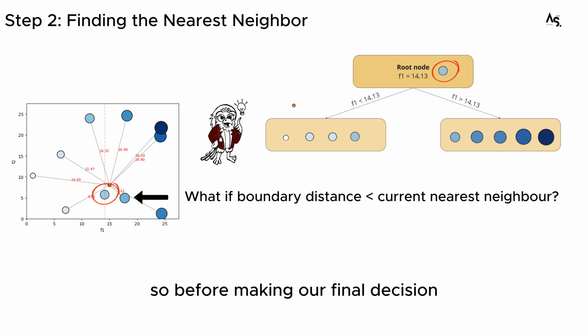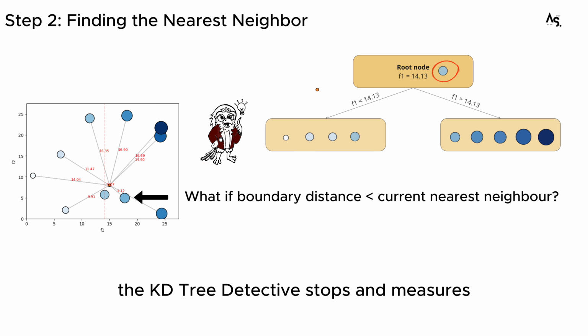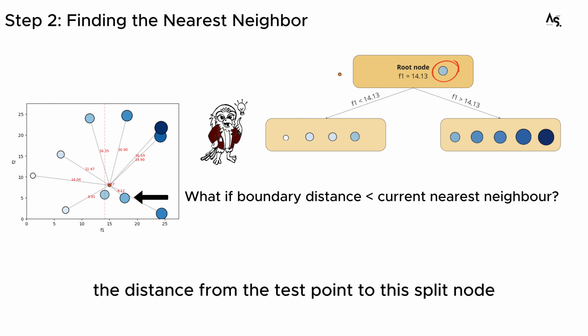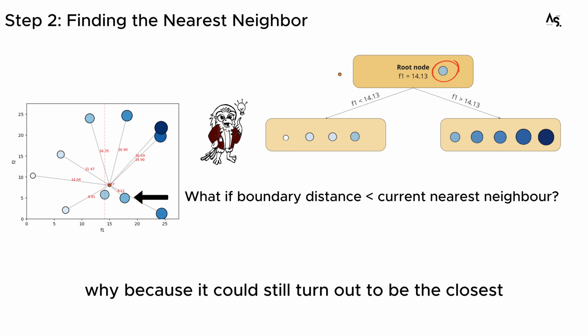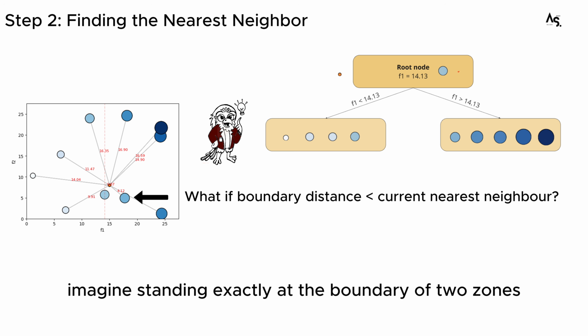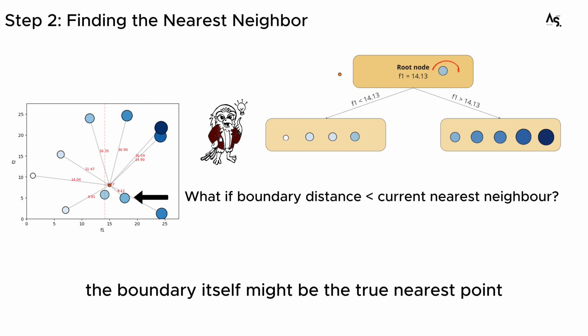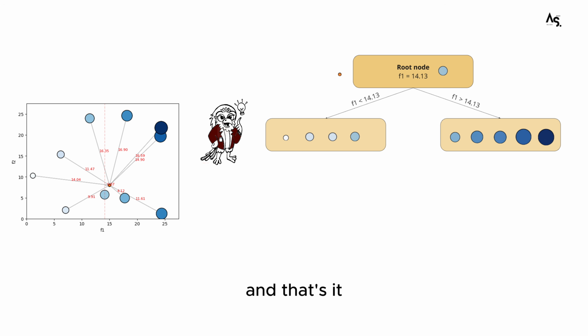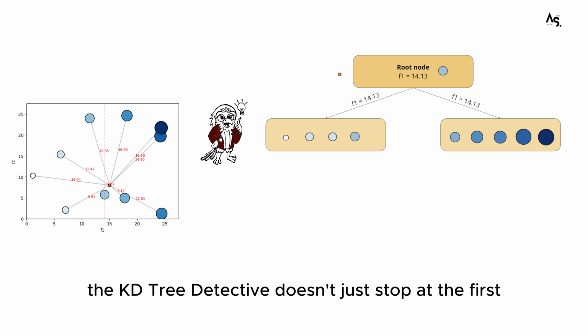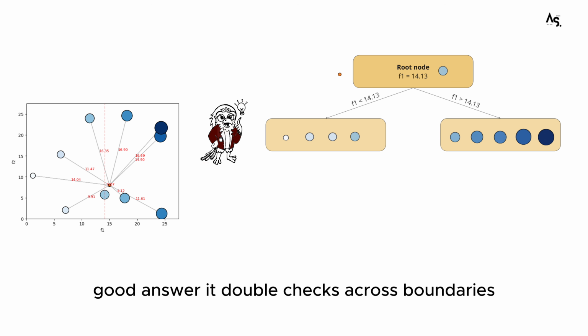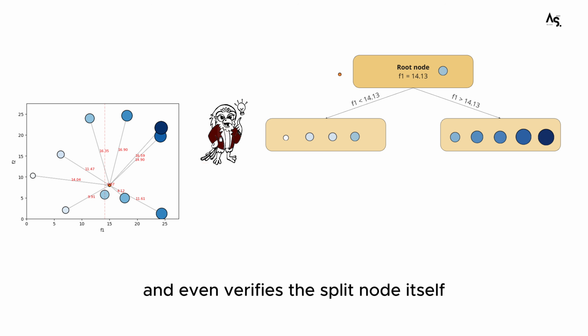So, before making our final decision, the KD tree detective stops and measures the distance from the test point to this split node. Why? Because it could still turn out to be the closest neighbor. Imagine standing exactly at the boundary of two zones. Even if there were closer neighbors inside a leaf, the boundary itself might be the true nearest point. And that's it. The KD tree detective doesn't just stop at the first good answer, it double-checks across boundaries and even verifies the split node itself before making the final call.